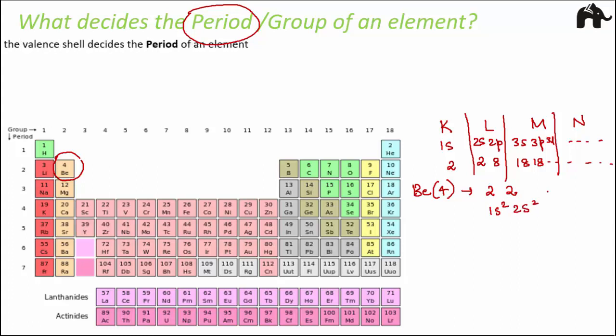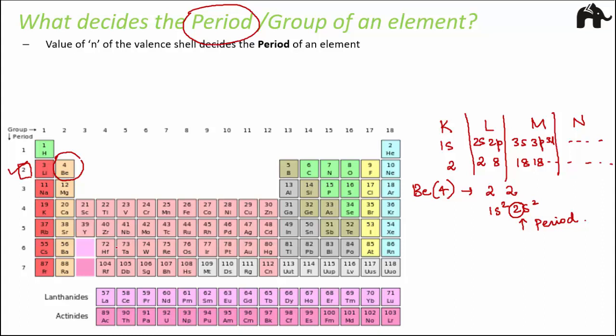Now, the value of n of the valence shell decides the period of an element. Which is the valence shell? That is the outermost shell, here 2s. So in 2s, the value of n is 2. Here n means ns, np. So 2 is the period of beryllium. So beryllium belongs to the second period. Perfect.